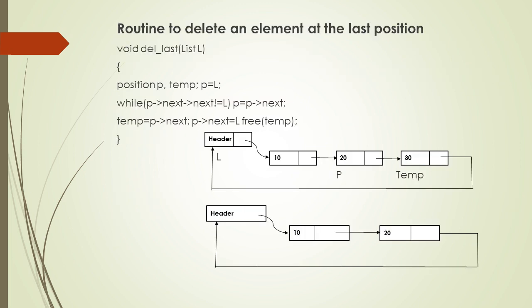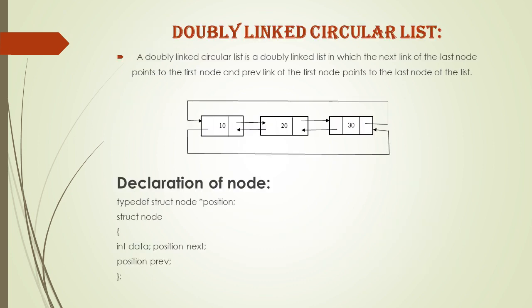Routine to delete an element at the last position. void delete_last(list L). Position p, temp. p = L. While p next is not equal to L, p = p next. temp = p next, p next = L. Free temp. Now we are deleting the last position of the list. 30 is deleted and the link is connected from 20 to the first node of the head.